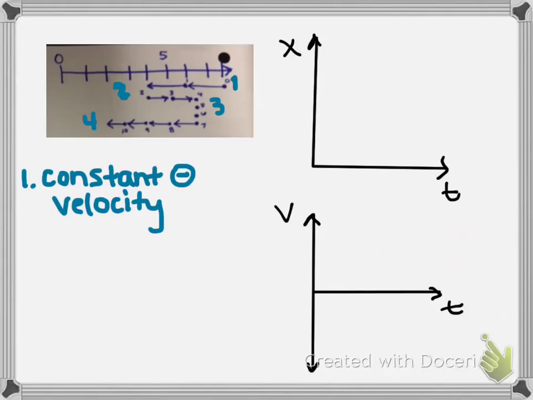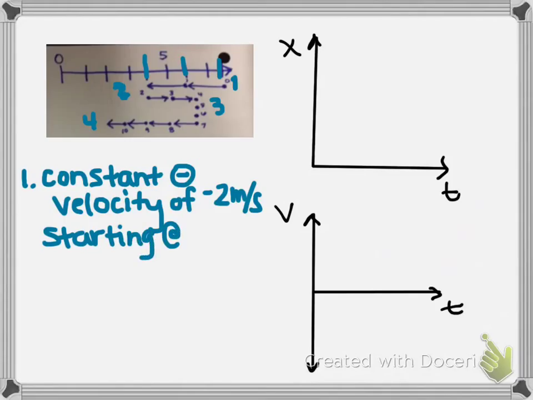And I see that each second it's going 2. So that means that my constant velocity is going to be -2 meters per second because it's going in the negative direction, going back towards 0, and it's going 2 spaces every 1 second, or every 1 arrow. I also want to include that it's starting at a position of, it would be 5, 6, 7, 8, so it's starting at 8 meters.